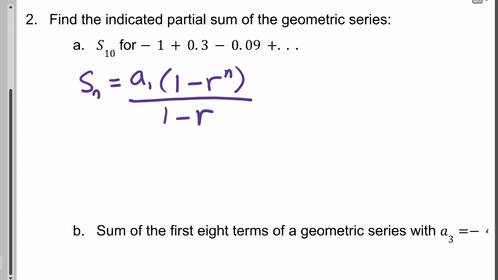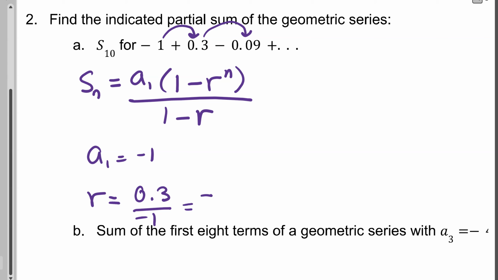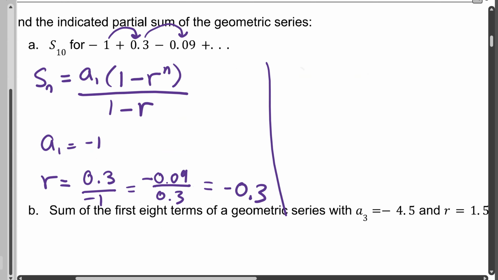So I want to identify a common ratio first, right, because my first term is pretty obvious there. But to get from -1 to 0.3, and then from 0.3 to -0.09, my common ratio must be some negative number. And to find it, you can divide any two consecutive terms. So if I divide 0.3 by -1, or if I divide -0.09 by 0.3, you'll get the same answer. It's going to be -0.3. That's our common ratio. So again, I'm going to use this formula here.